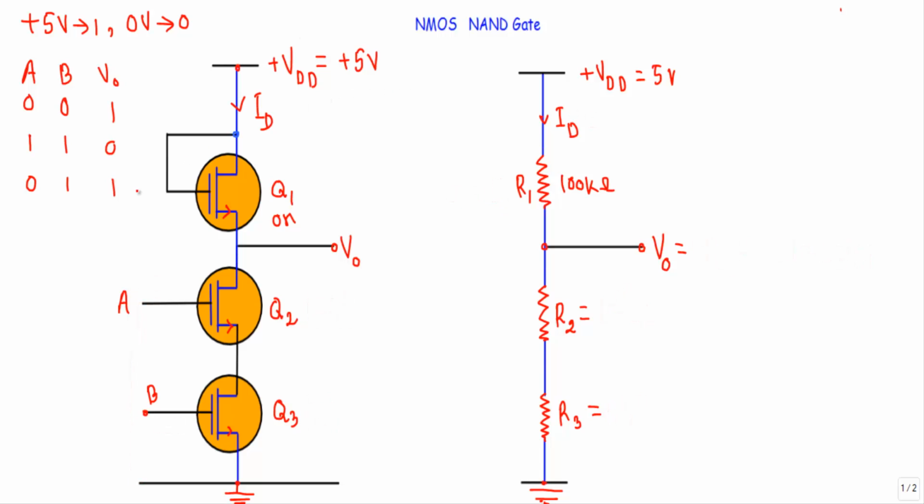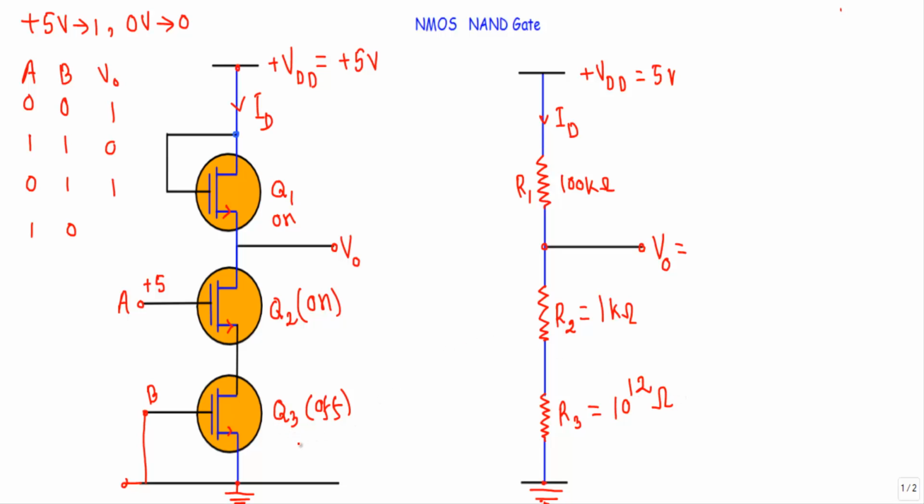Okay, now let me consider this case when A will be at logic 1 and B will be at logic 0. That means this terminal will be connected to ground terminal, and I will apply plus 5 volt between this terminal to ground terminal. So our transistor Q2 will be in on state. The transistor Q3 will be in off state. So the on state resistance of transistor Q2 will be 1 kilo ohm, but the off state resistance of transistor Q3 will be 10 to the power 12 ohm.